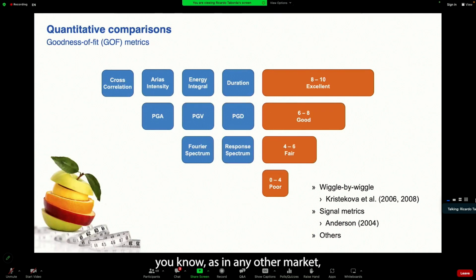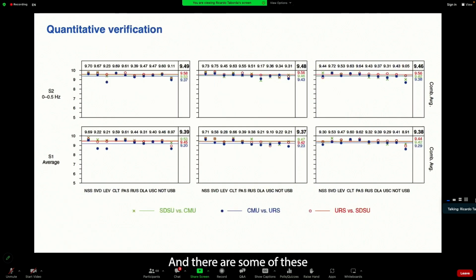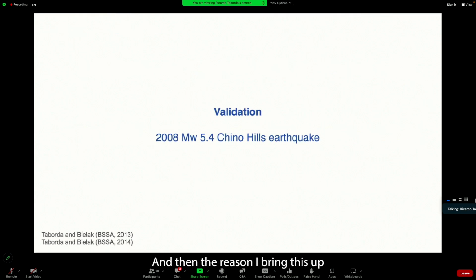There are, as in any other market, different products you can buy for this in terms of the tools that you can use to decide what are the levels to which you define something as excellent, good, fair, or poor. And there are some of these that are more quantitative, and there are some of these that are more qualitative. And then the reason I bring this up is because thinking of the questions at the end of the panel before, one needs to consider that the results depend ultimately on who needs it and who does it. Because you can basically find everything for everyone. And then you need to make sure that you understand what it is that you need and how you can compare it to what you need it for, okay?